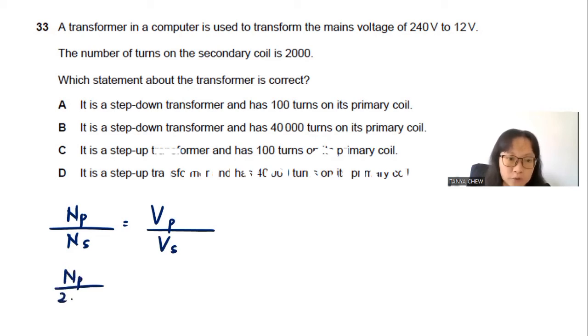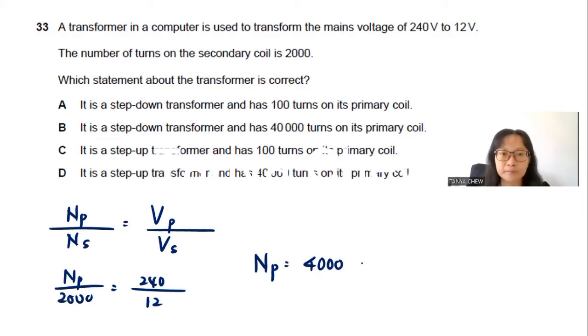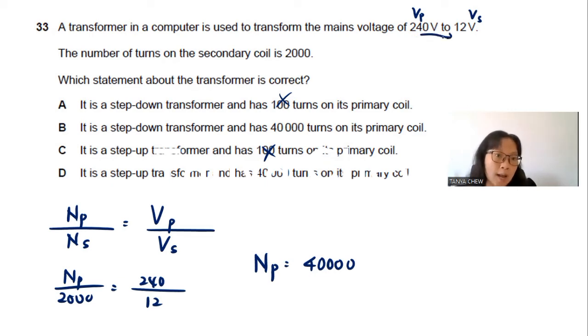Now, NP over 2000 is equal to 240 over 12. So my number of turns in the primary coil is 40,000. So A cannot be the answer, C cannot be the answer. So it is either B or D. I have to look at this: this is the primary voltage, this is the secondary voltage. It seems that the voltage is being stepped down. I would say that this is a step-down transformer with 40,000 turns on its primary coil. So B is the answer.